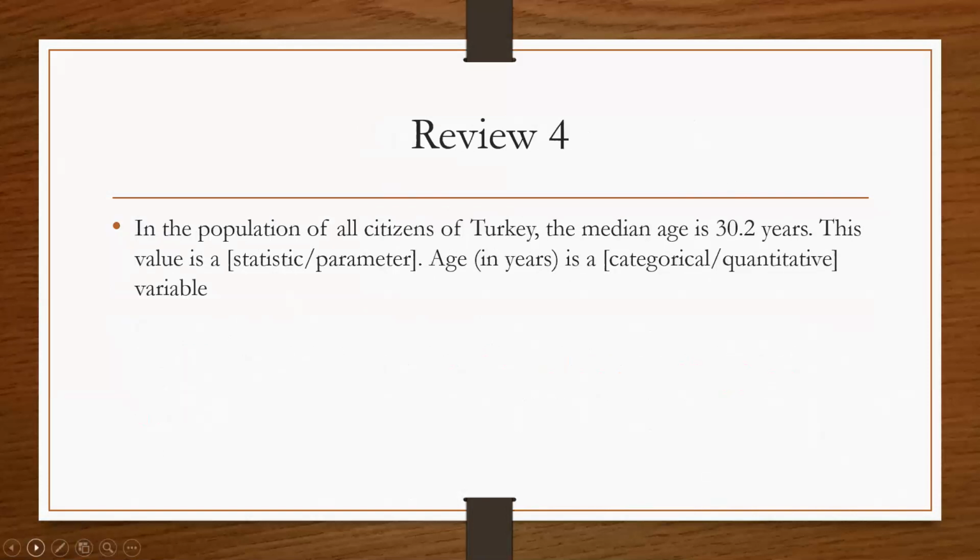Next up. All right, this one's kind of easy. So, in the population of all citizens of Turkey, the median age is 30.2 years. This value is a, is it a statistic or a parameter? And the age in years is what kind of variable? So, I'll let you guys at it.